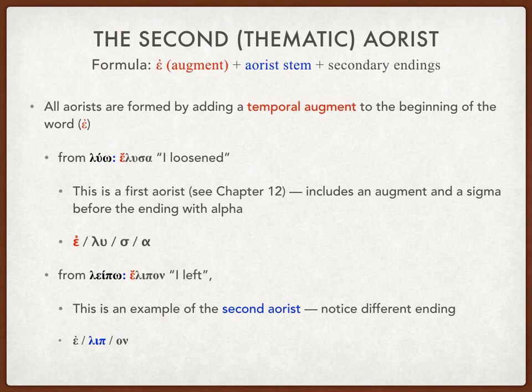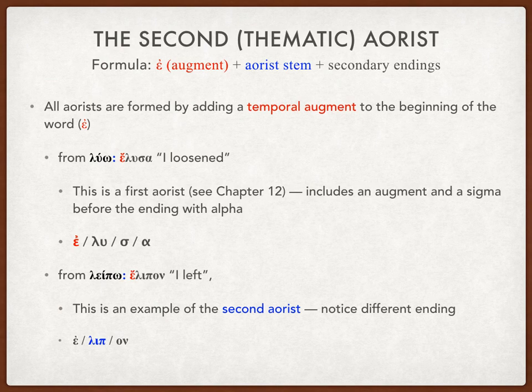This is an example of what the first aorist looks like, where I usually add an augment epsilon before the stem lu and sigma and alpha. We're going to learn this form in chapter 12. Don't worry so much about it now, but you can tell that it's aorist right away because of that epsilon at the beginning of the verb. Elusa tells me it's I loosened in the past. In the second aorist, the same thing will happen. One verb that uses a second aorist is lepo, I leave. When it goes to the second aorist, it becomes elipon, I left.